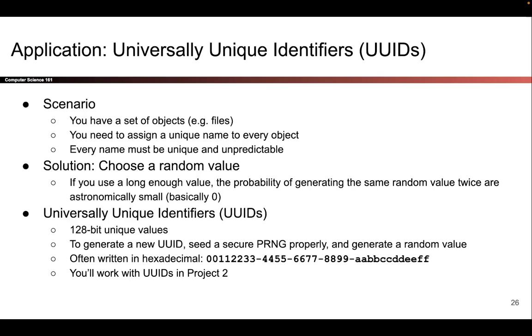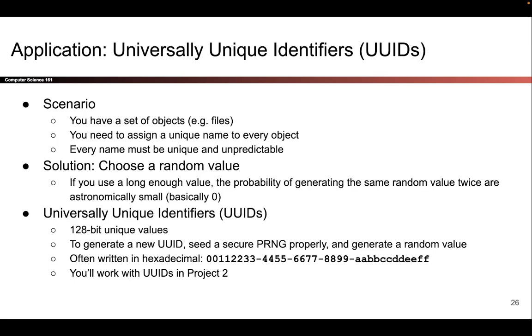So now you know. One application of randomness that's different from the things we've talked about so far is something called a universally unique identifier, or UUID, and this is something you'll get to work with in Project 2, the cryptography project. So the scenario looks like this. Let's say you have a lot of objects, for example, files in a file system, and you want to give each one a unique, unpredictable ID.